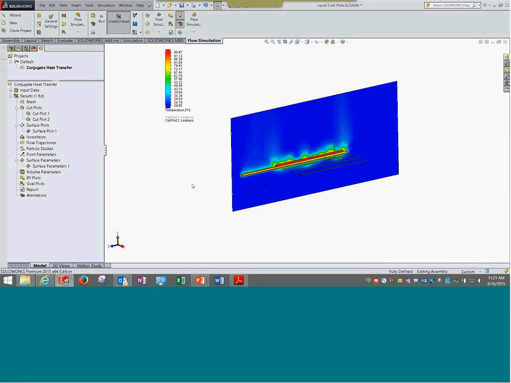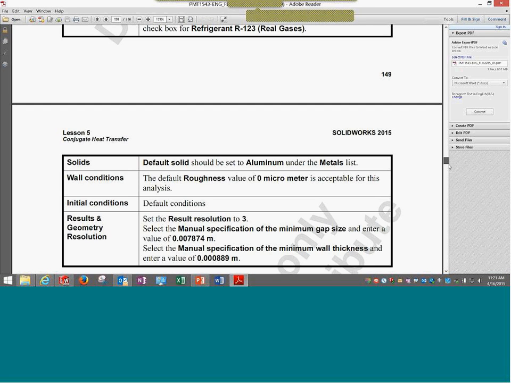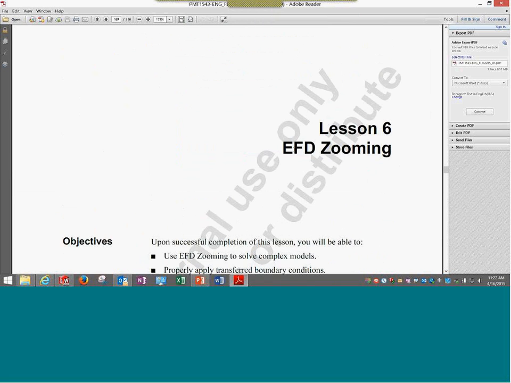Conjugate transfer. In the exercise, there is an exercise on a heat exchanger that is more on the mechanical front. One important thing, we have this chapter, lesson 6, on zooming. Frankly, I would like to skip this chapter. There is no theory content in this chapter; it is more of a process, a process on how to do EFT zooming.